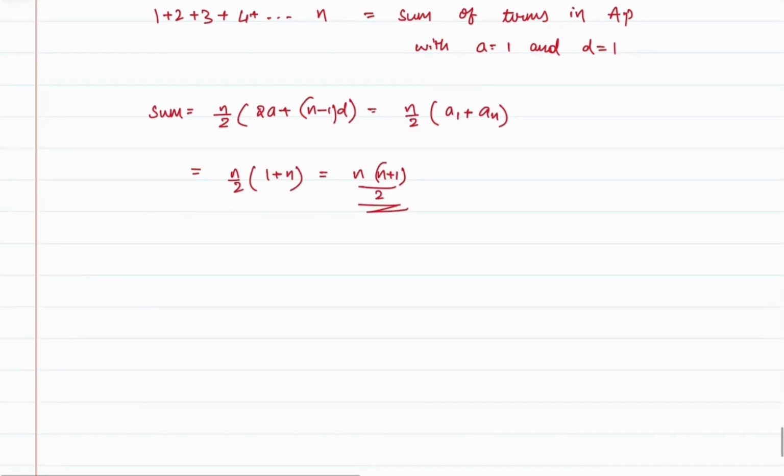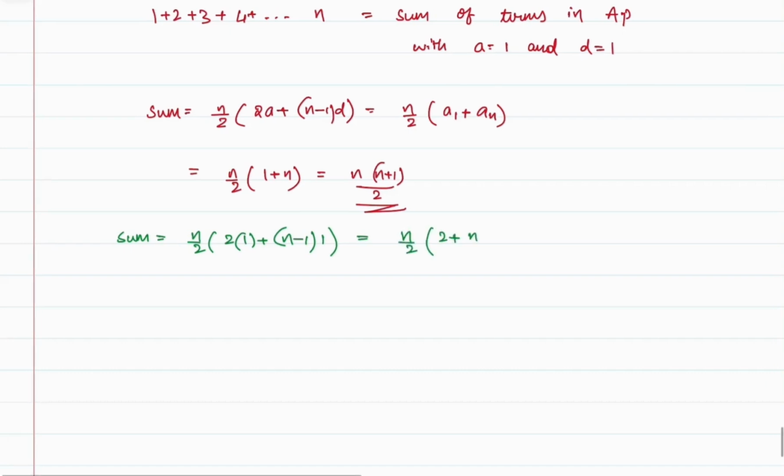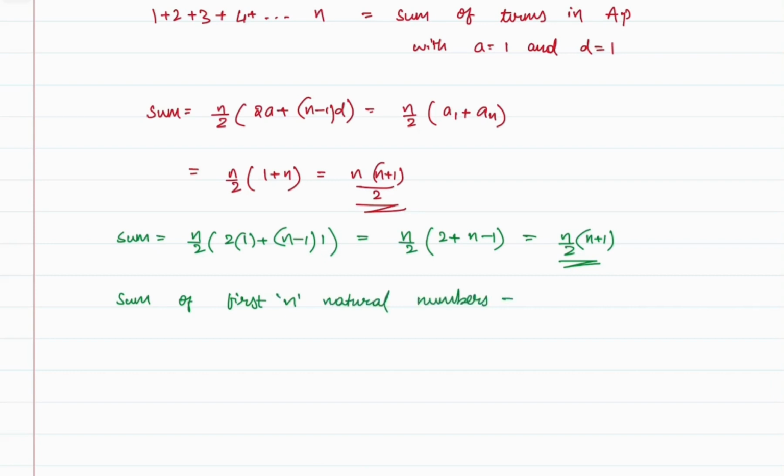Now suppose we are going to use the first formula. Then it will be n by 2 into 2 times the first term 1 plus n minus 1 into the common difference, which is also 1. So this will become n by 2 into 2 plus n minus 1, that will be equal to n by 2 into n plus 1. So using the first formula also we got the same thing, n into n plus 1 by 2. So from this we can say that the sum of the first n natural numbers is equal to n into n plus 1 by 2.